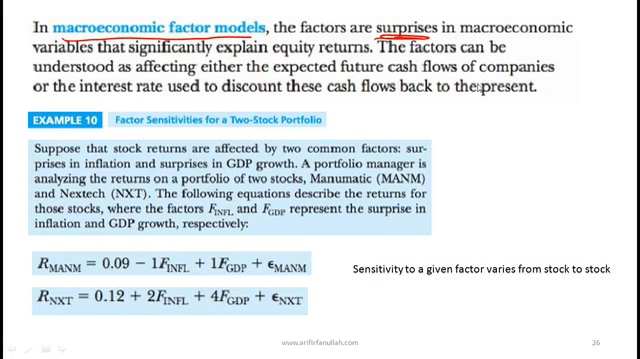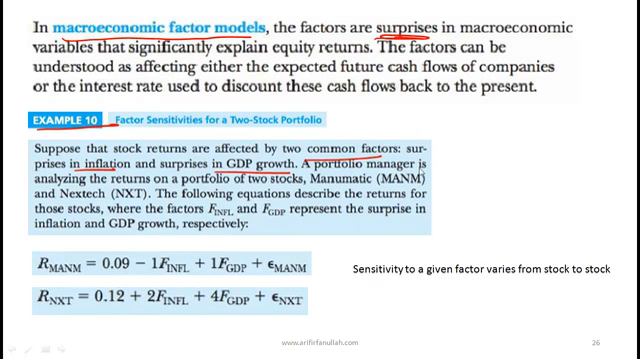Things like inflation and GDP growth rate are the big ones. There might be others too, but these are the two big ones. And I think the best way to understand this is by looking at the example in the curriculum. Suppose that stock returns are affected by two common factors: surprises in inflation and surprises in GDP growth. So is this clearly a macroeconomic factor model? It is, because we are explaining returns based on macroeconomic factors.